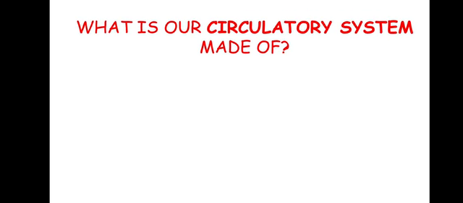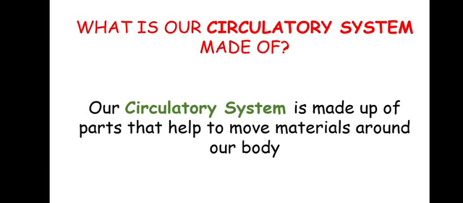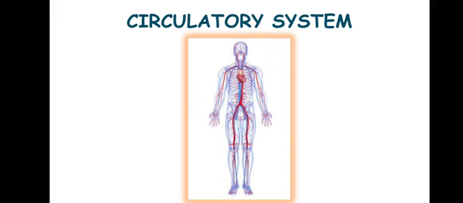Now let us see what is the circulatory system. What is our circulatory system made of? Our circulatory system is made up of parts that help to move materials around our body. So these parts here you see in this picture are nothing but very thin pipes known as blood vessels. And they help to move the materials from one part of our body to the other part.